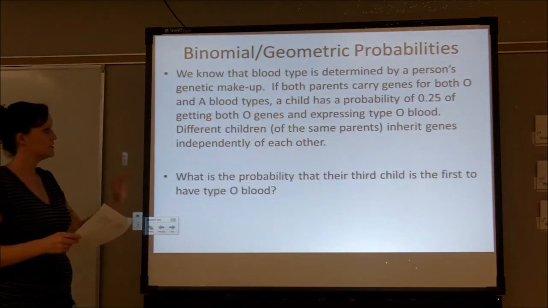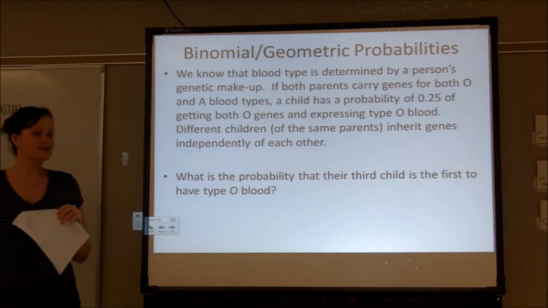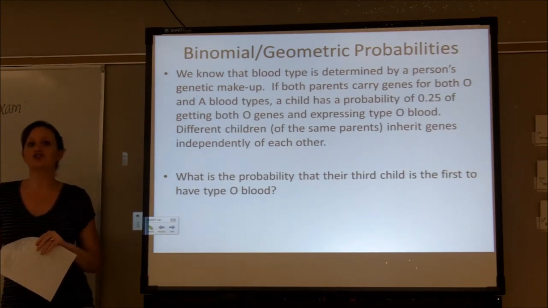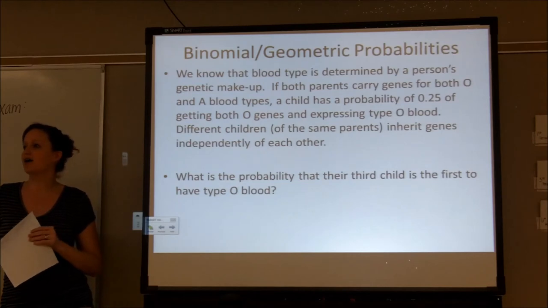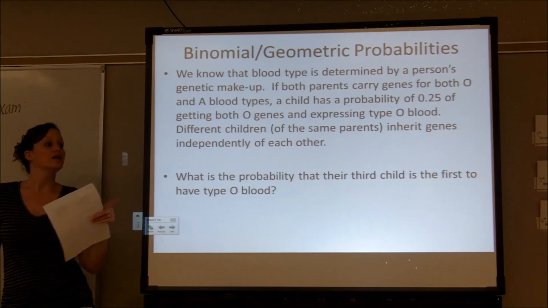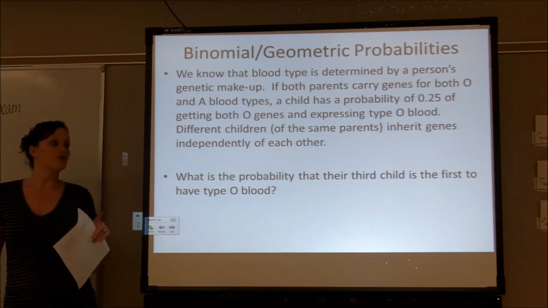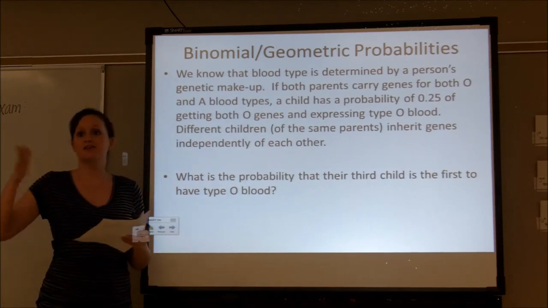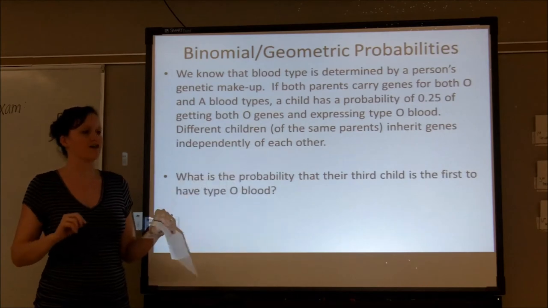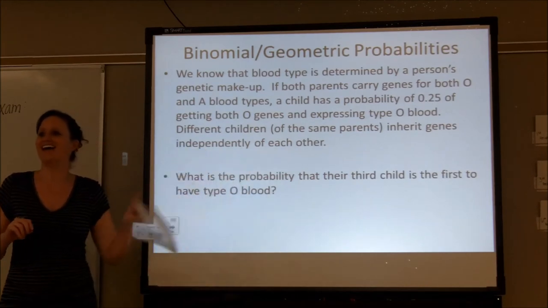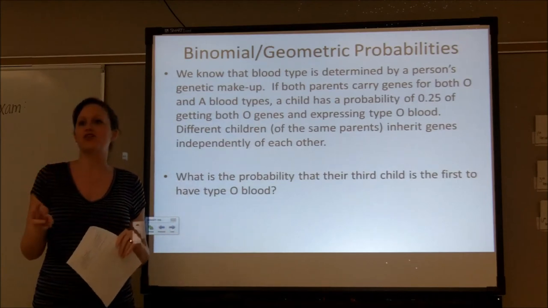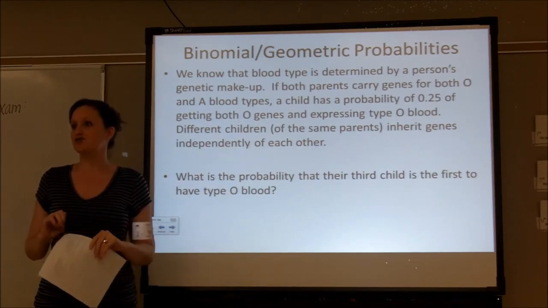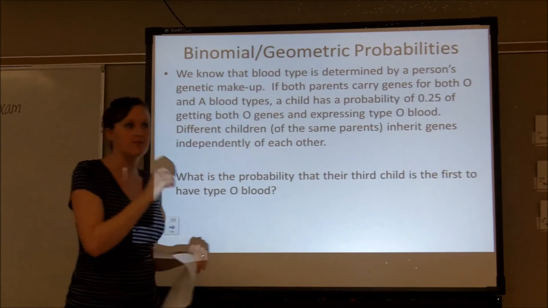Next, same situation. What is the probability that their third child is the first one to have type O blood? What just changed? Leandra? Now we're geometric. I don't know how many kids they are having, but I want the probability that the third one is the first one to have type O blood, okay?